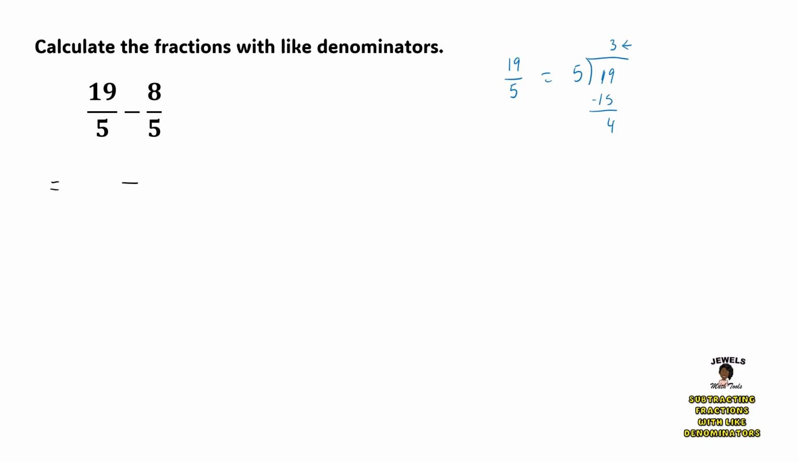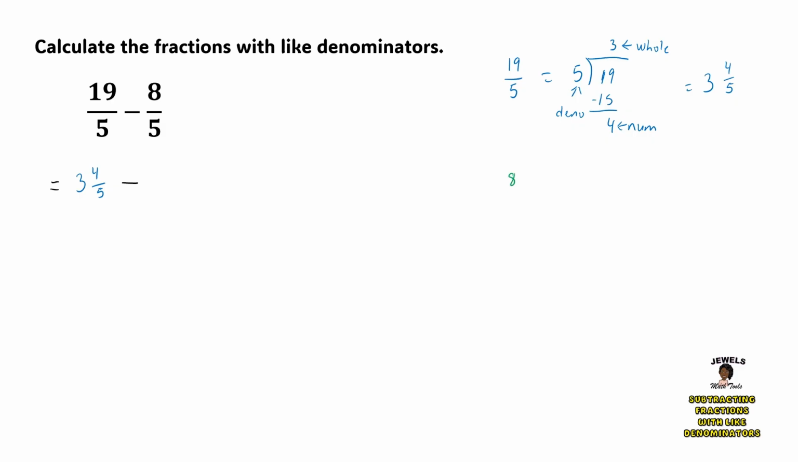Remembering that our quotient of 3 will be our whole number, my remainder, which is 4, will be my new numerator, and my denominator of 5 will remain the same. So my mixed fraction will equal 3 and 4/5. Okay, so let's plug that back into our equation. And then we're going to begin converting our second fraction by following the exact same steps.